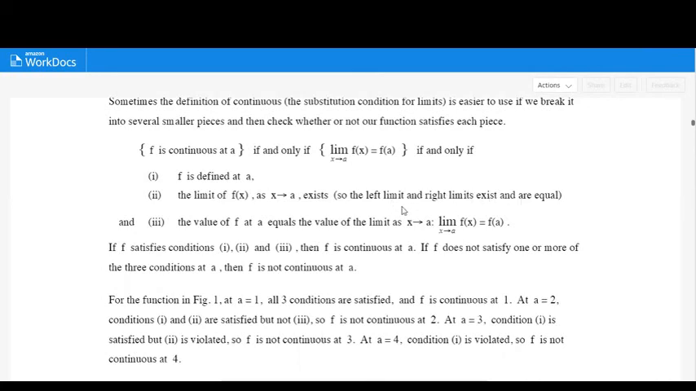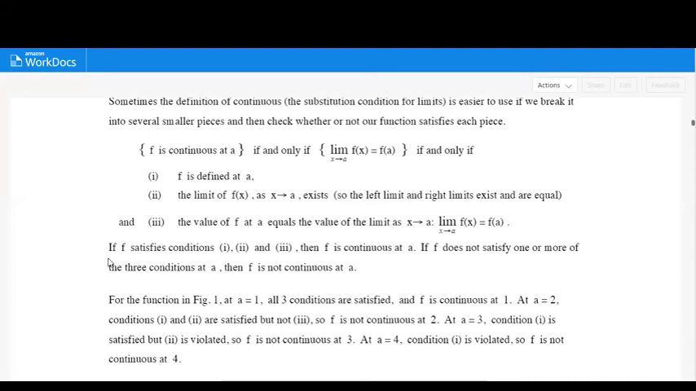So if we say left limit, that's from the left of a, so kumbaga less than a, and then right limit, that's from the right of a or more than a. And the last condition is the value of f at a equals the value of the limit as x approaches a. Kumbaga, itong si third condition is dapat daw kung ano yung value dito kay first condition o dito sa first, it should be equal dito sa second. So kumbaga, the limit of the function of x as x approaches a is equal to f of a.